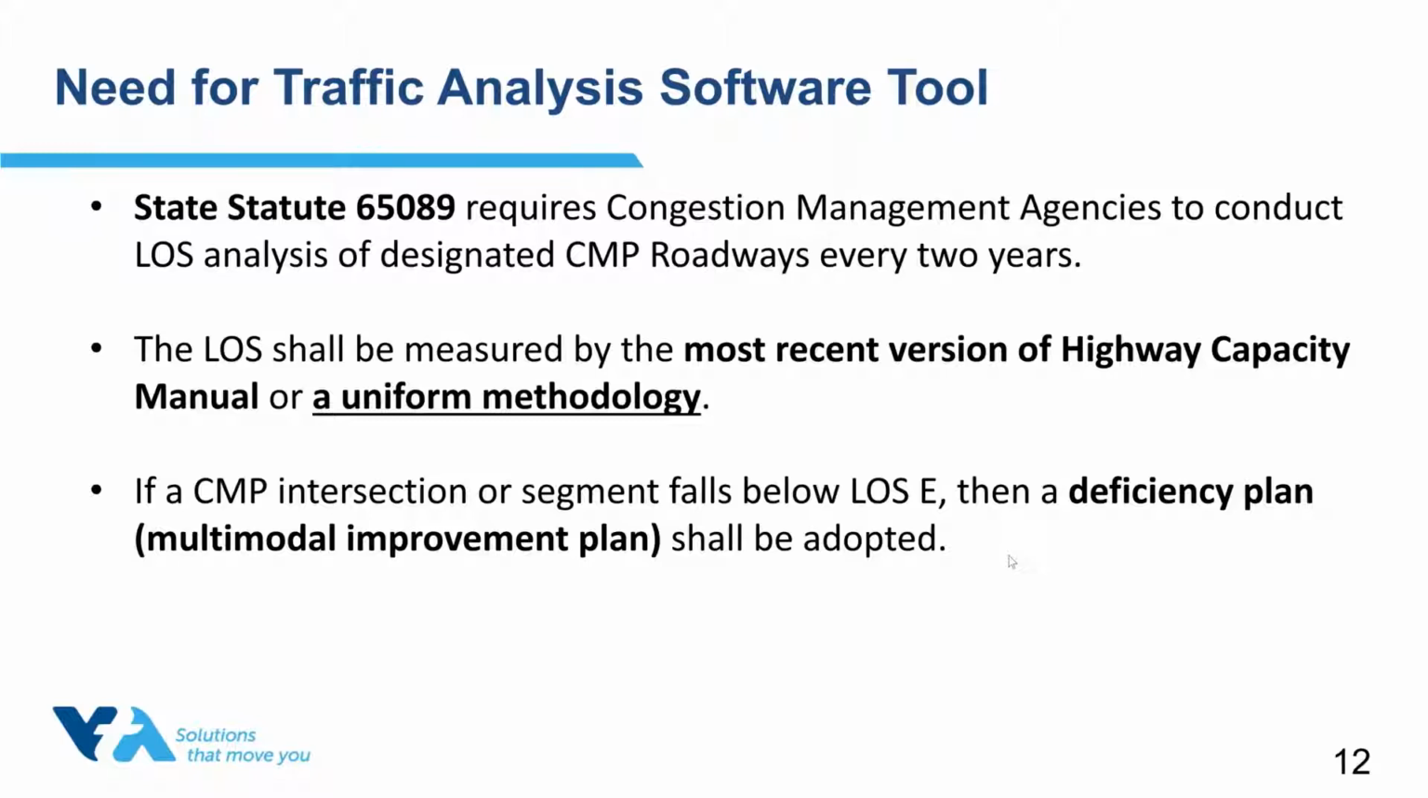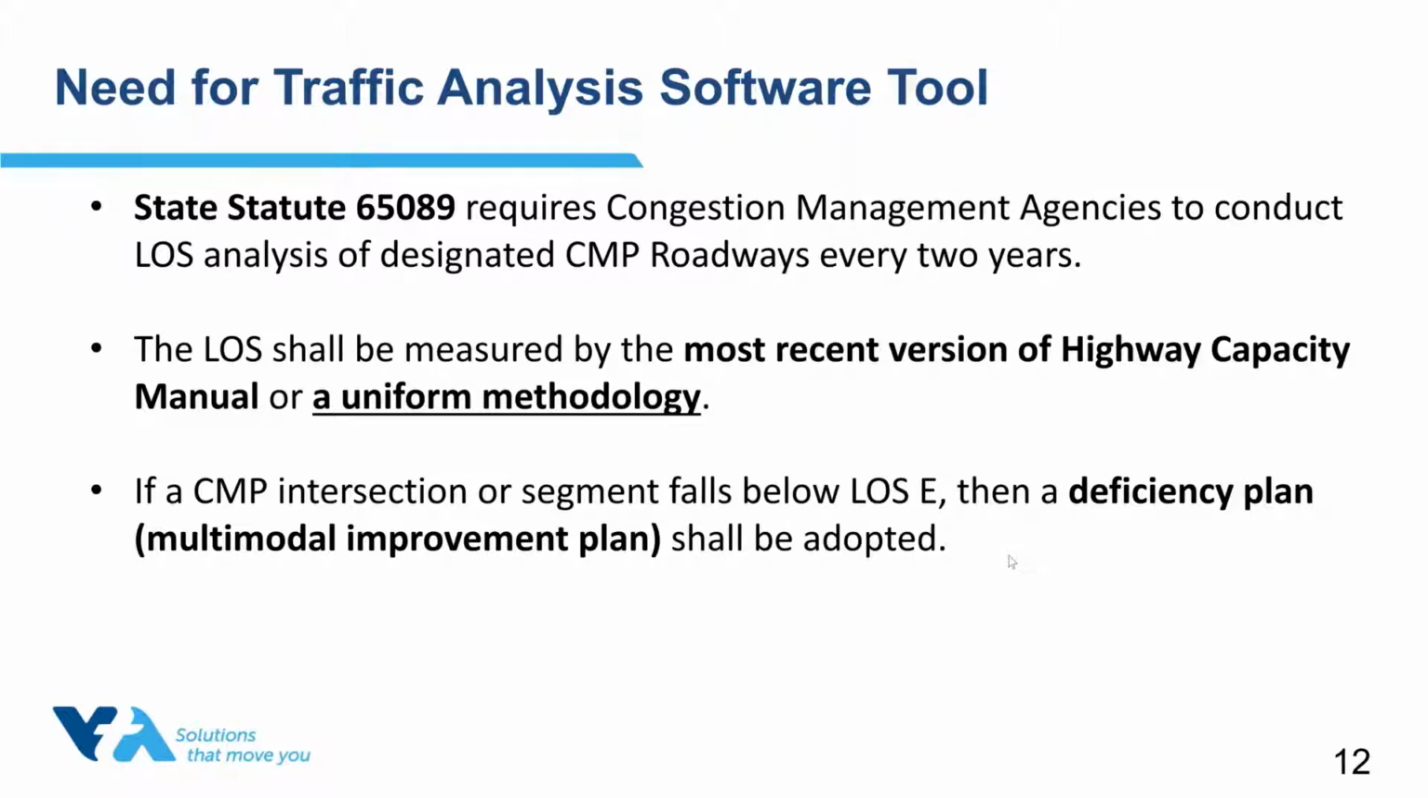which is that gas tax. And I do highlight in the second bullet that we needed some way of uniformly analyzing traffic with some consistency, and that's the reason why we only use one software. And the reason for that is that there needs to be some transparency and reliability on the data output, because if a CMP intersection falls below level of service E in any of the cities, that city is now on the hook to develop what we call a multimodal improvement plan.